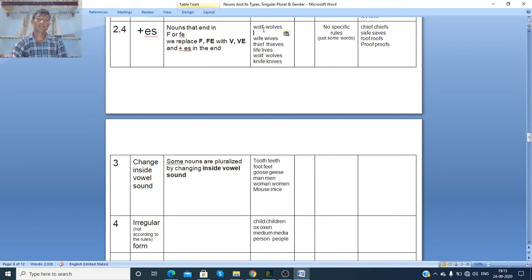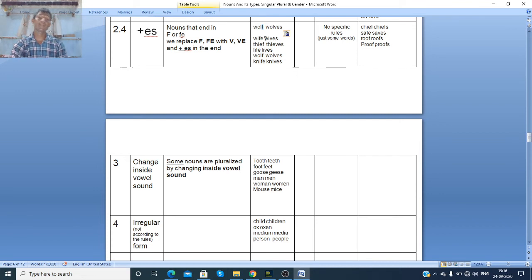For nouns like wolf that end in f, we replace f with v and then add es. Wolf will become wolves. F is replaced with v and es have been added. Wife will become wives. F is replaced with v.